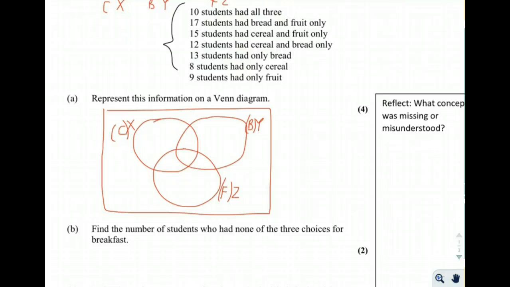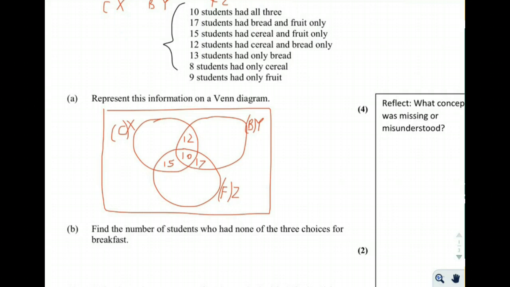10 students had all 3. That goes in the middle. 17 students had bread and fruit only. 17 there, between bread and fruit. 15 had cereal and fruit only. That would be between cereal and fruit. 12 students had cereal and bread only. That would be between cereal and bread.